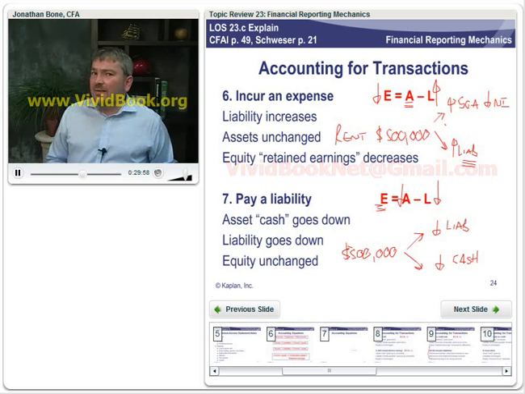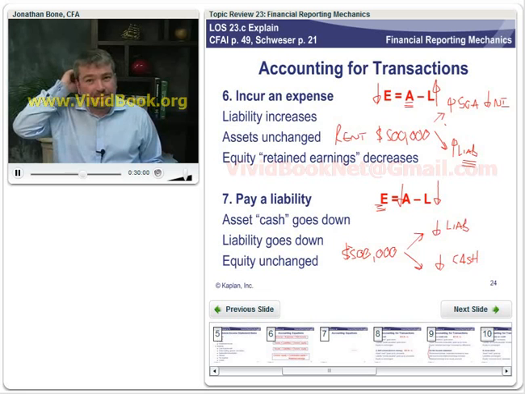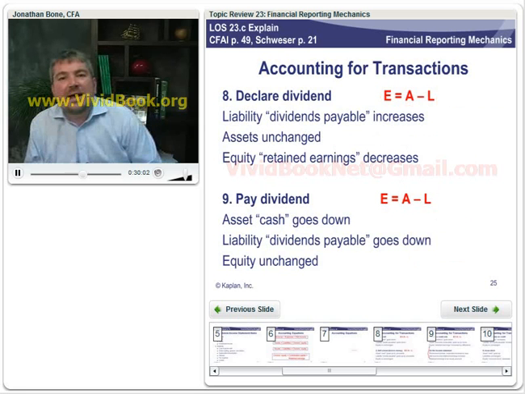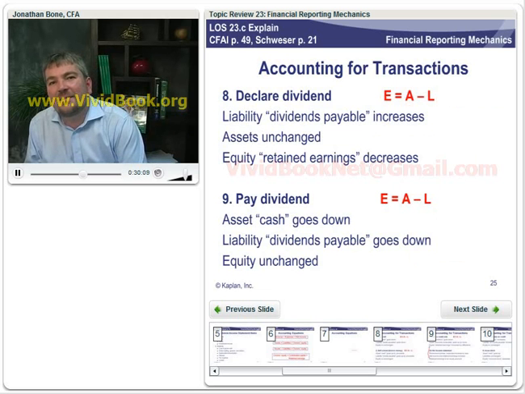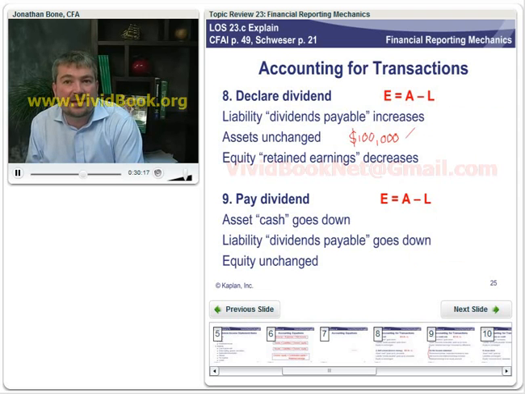Let's look at declaring a dividend and paying a dividend. Right, okay, if we declare a dividend, we're going to have a liability. Let's say we declare a dividend of 100,000, let's make it up. So we've declared it but not yet paid it. Therefore, dividends payable increases, which is a liability. So up goes dividends payable, indicating that we haven't yet paid that dividend to our shareholders.